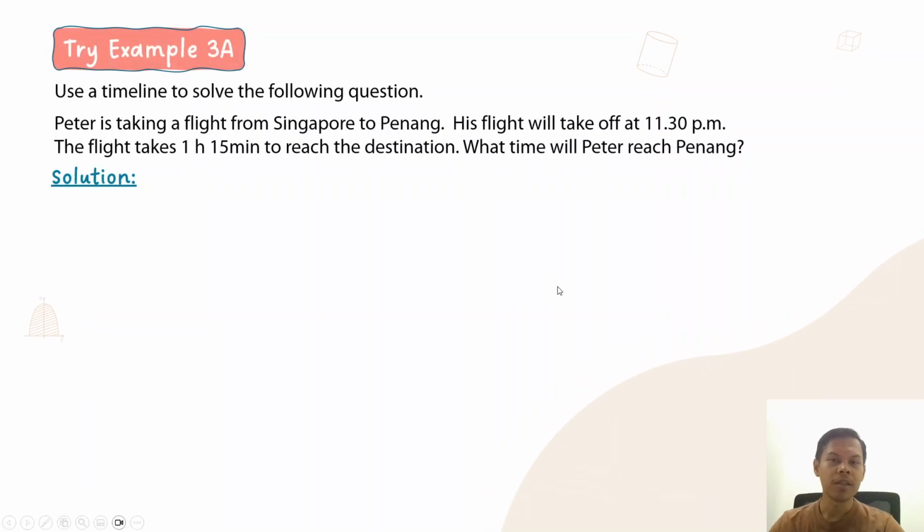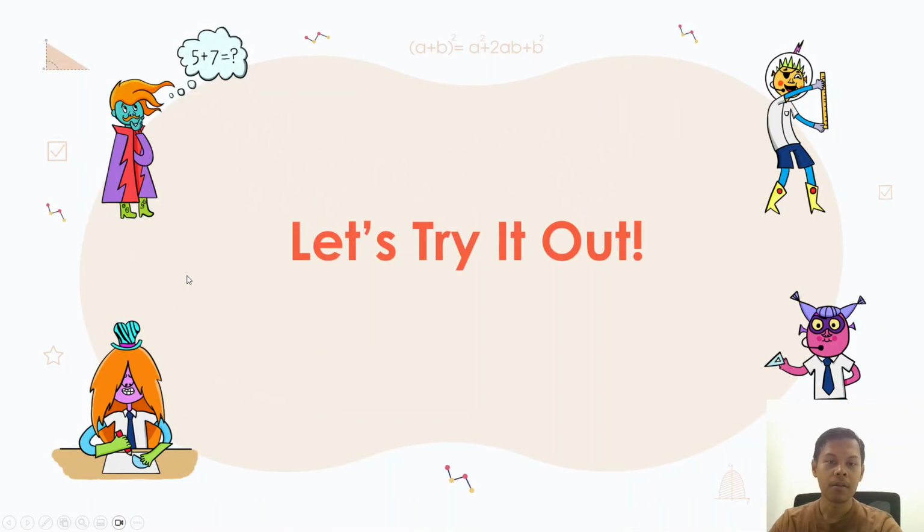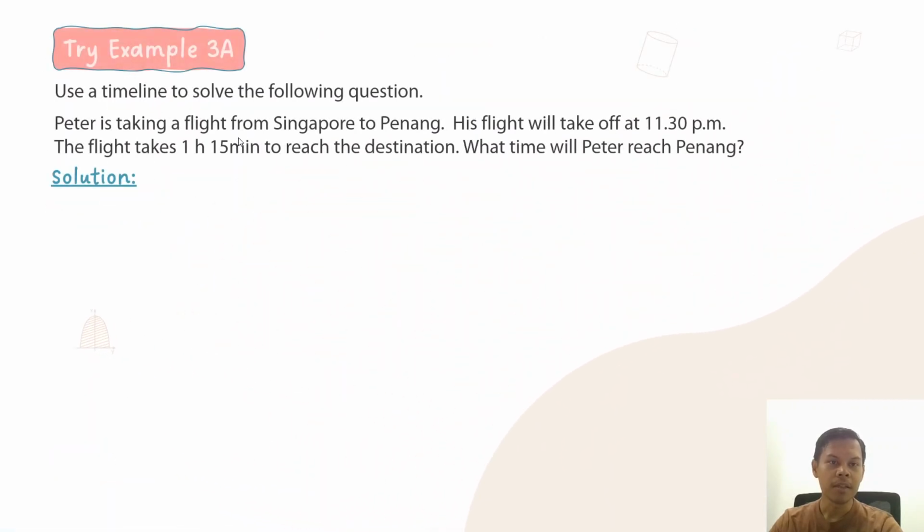Okay, you were given the duration and the starting point. You just need to find the ending. All right, Peter is taking a flight from Singapore to Penang. His flight will take off at 11:30 p.m. Okay, the flight takes 1 hour 15 minutes to reach the destination. What time will Peter reach Penang? Okay, pause this video for a while. Try to figure out what's the answer.